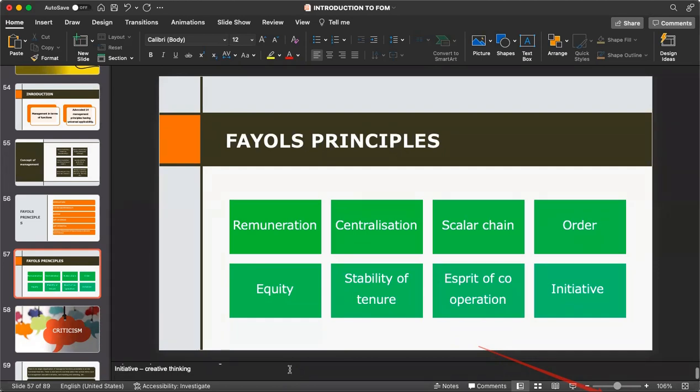And the last one is called initiative. That is called creative thinking. It means that each and every individual must take initiative, must cooperate, and must think beyond the box, beyond normalcy. Each and everyone must have the right to speak with the top management, giving their suggestions, and they are free to talk with the top management. It is out-of-the-box thinking, something new. They become your think tank as well. That is called the initiative.